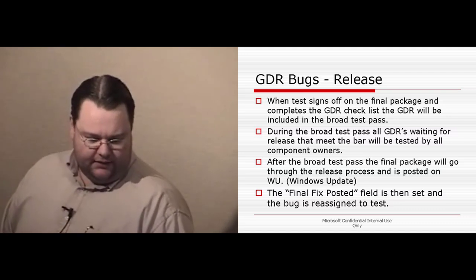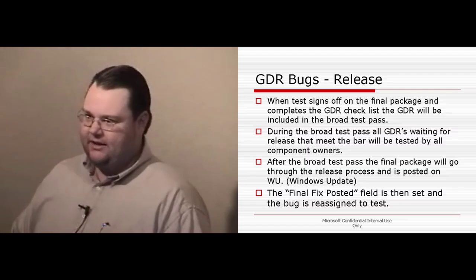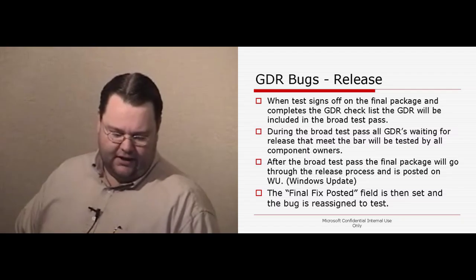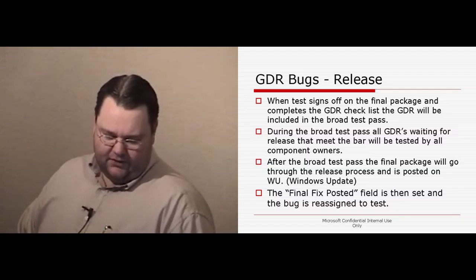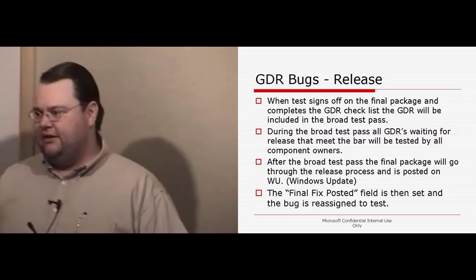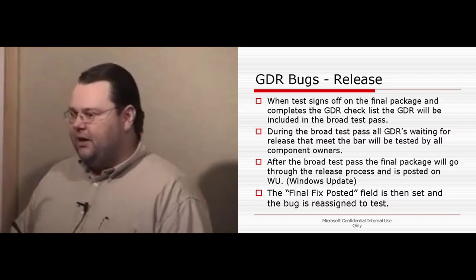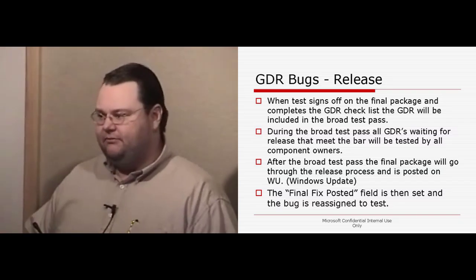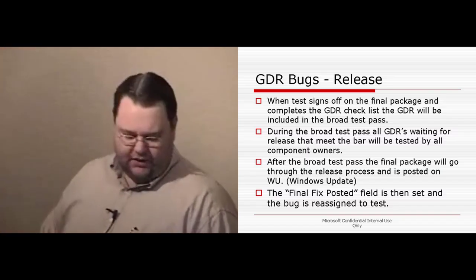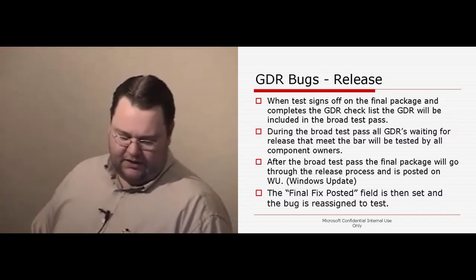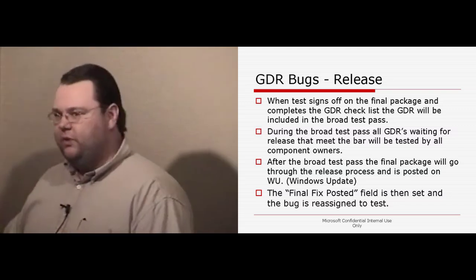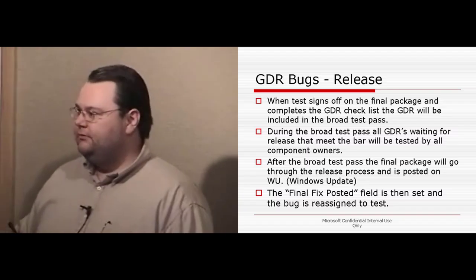As soon as that broad test pass is done, the whole 5-week test pass is done, everybody's signed off on it, all the testing's complete, then they'll go through a final release process where the release PMs do some other things to it. They verify that all the file versions are right and that kind of thing. And then they'll publish them up to Windows Update and a few other internal sites, verify a lot of other things on it, and then they'll get released to Windows Update. Once that happens, the final fix posted date in Product Studio gets set, and we're essentially done with the GDR piece of it. Make sense?